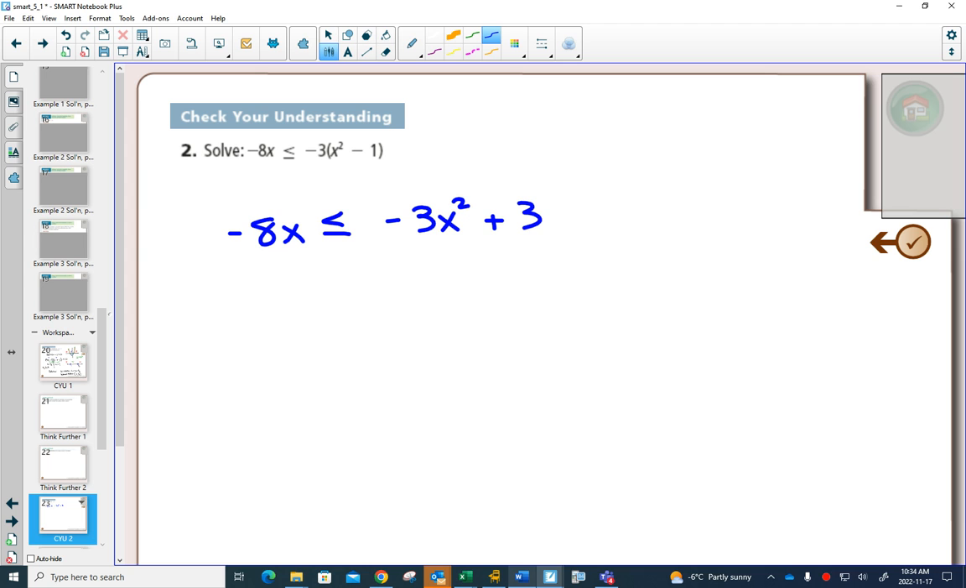And now, if I want to make one side equal to 0, I can choose either the left side or the right side. Personally, I always find it easier to factor if the number in front of the x squared is positive. So I'm going to move everything to the left-hand side. I'm going to add 3x squared to both sides. Still have the minus 8x. I'm going to have to subtract 3. And that would make the right-hand side of my equation equal to 0.